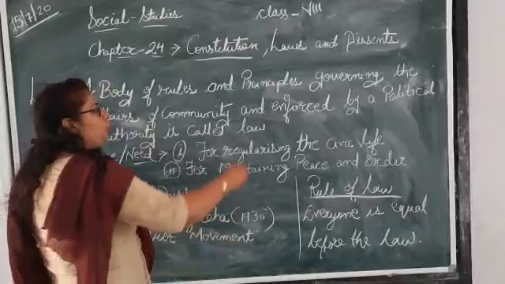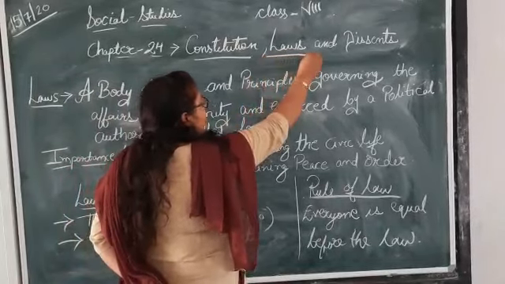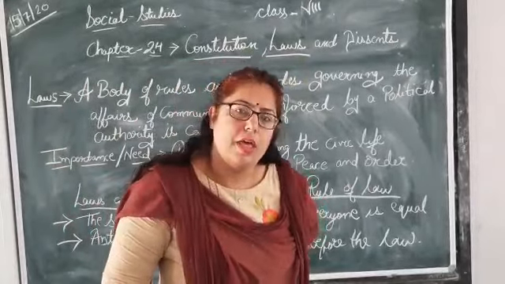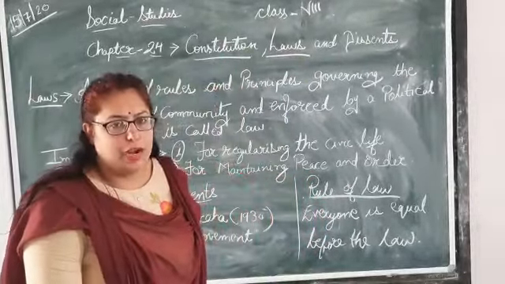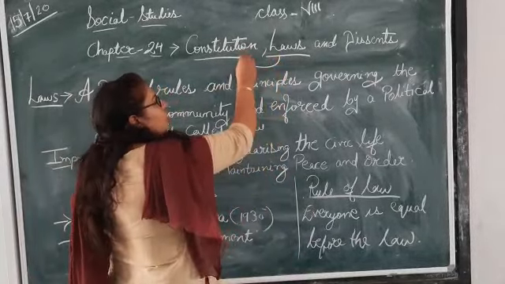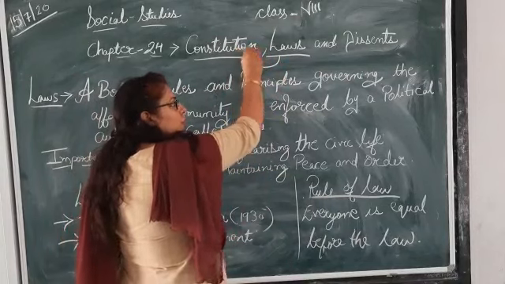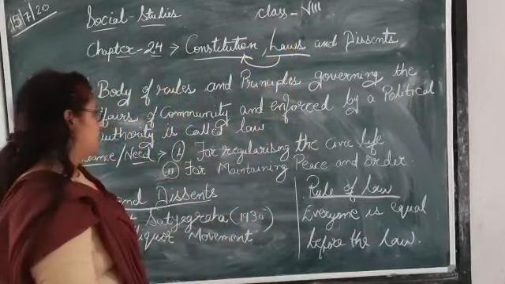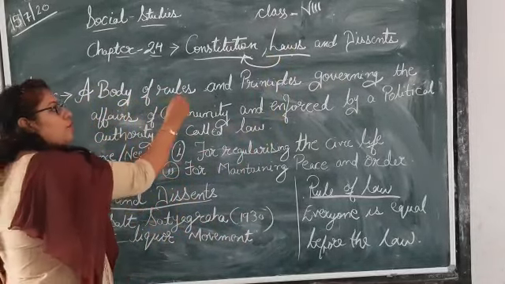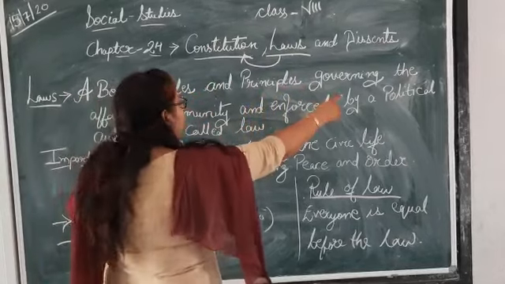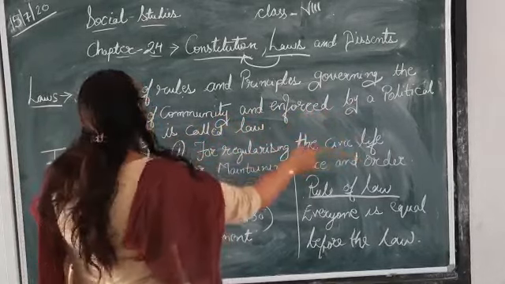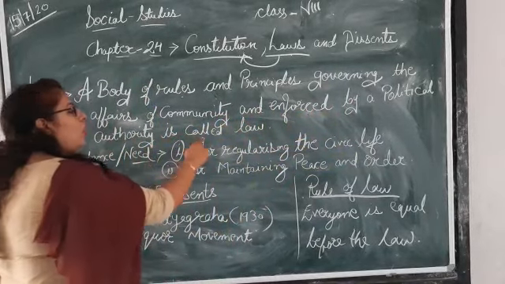Let us further move to the second term, that is laws. I have already explained the constitution. The constitution is a set of written rules and regulations. It is a book, a document which contains all the laws. So these laws are part of our constitution. Now what do you mean by laws? A body of rules and principles governing the affairs of a community and enforced by a political authority is called laws.